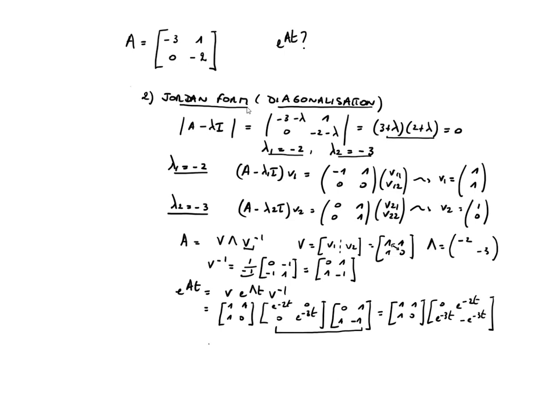And if we continue, well, we have e to the minus 3t. Here we have e to the minus 2t minus e to the minus 3t. Here we have a 0. And here we have e to the minus 2t. And this is indeed what we had obtained with the previous method.